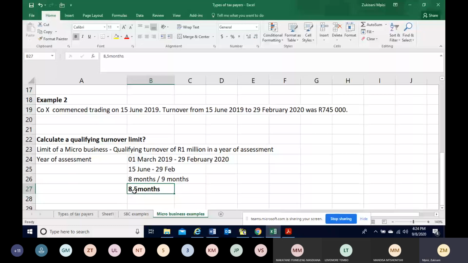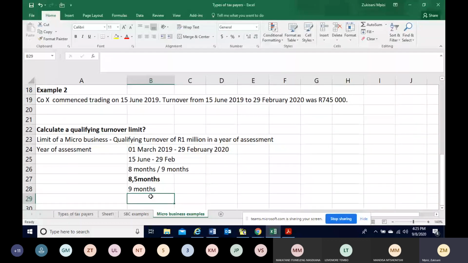So what we are going to do is, even if they started trading on the 12th of June, or on the 11th of June, or on the 3rd of June, or the 27th of June, the fact that in that month they were trading, from a tax perspective, we regard that month as a full month of trading. So in other words, it actually gets us to 9 months. So the 9 months is identified in that way.